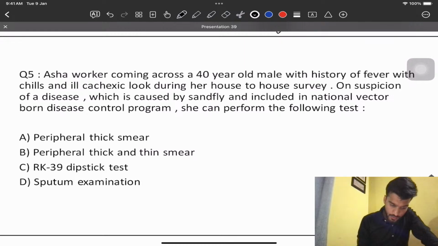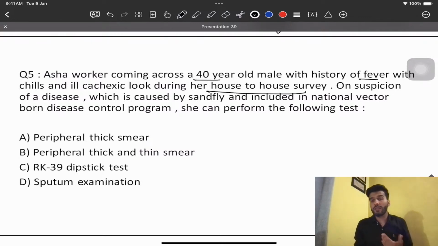Asha worker, okay, guys. An Asha worker comes across a 40-year-old male with a history of fever with chills, ill and cachectic look during her house-to-house survey. Okay. What do I mean by house-to-house survey, guys? Surveillance. When a health worker goes house to house for surveillance, that type of surveillance is called active surveillance.